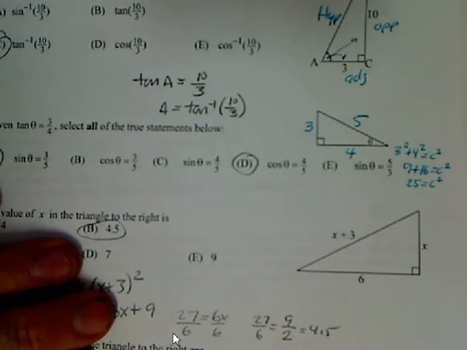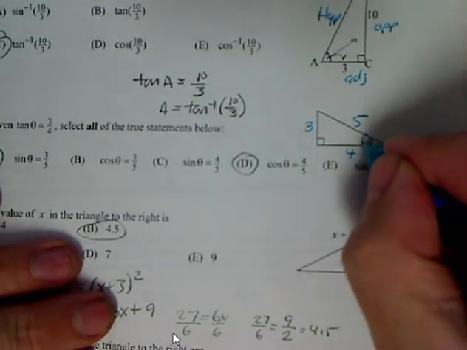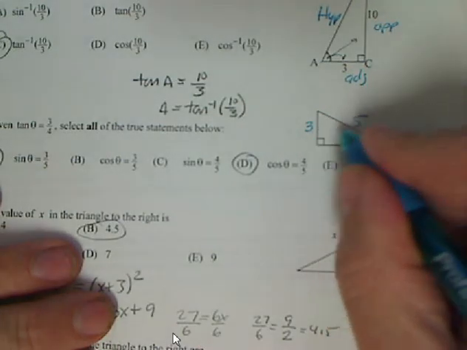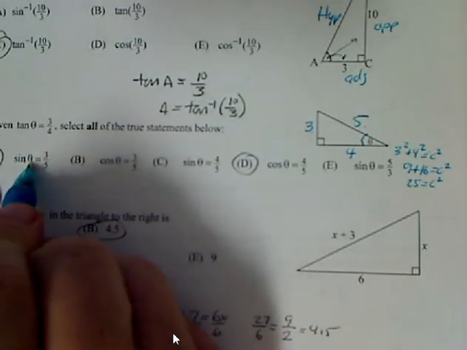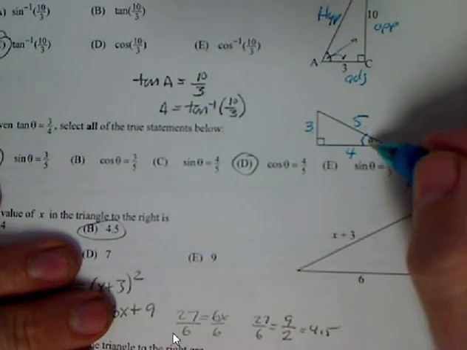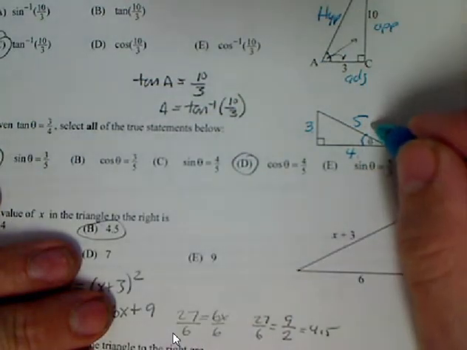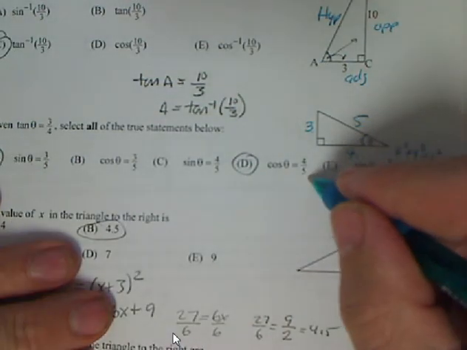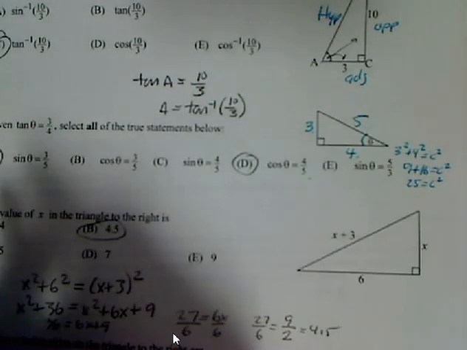Okay, so if I use my other ones, if I want to use sine, sine is opposite over hypotenuse. So sine of theta is opposite, which is 3, over 5. Cosine is adjacent over hypotenuse. That's 4 over 5. So it's A and D.